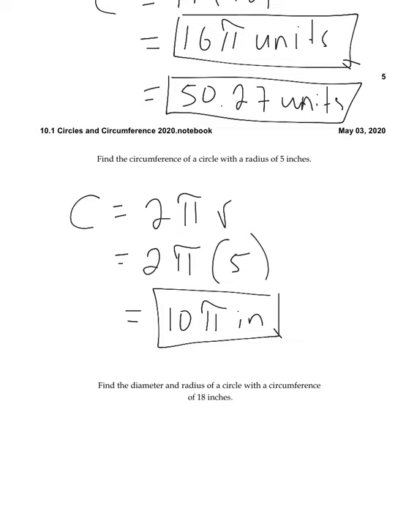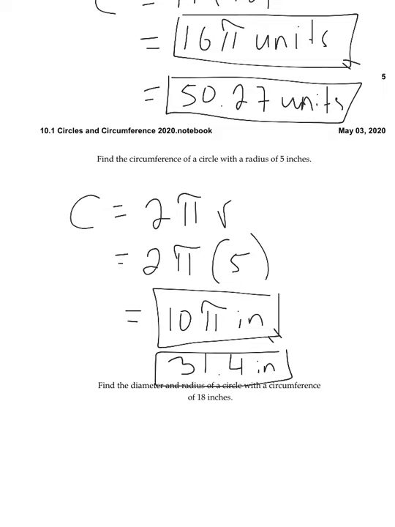If you go to Home Depot or Lowe's and ask for something circular, let's say a pool or something, you can't tell them 10 pi inch circumference. You will just tell them 10 times 3.14, which is approximately 31.4 inches. So this will be the approximation.